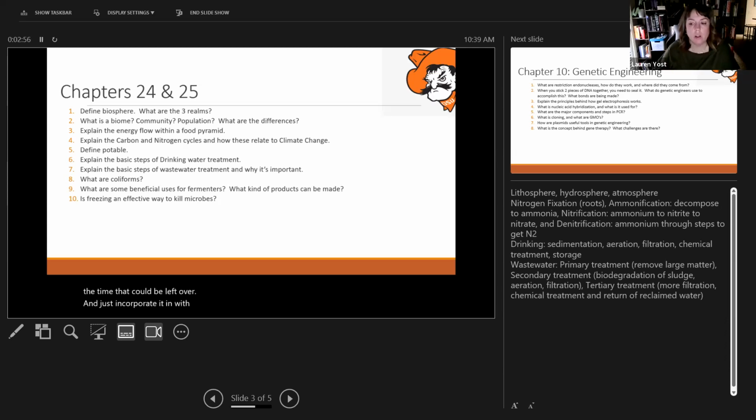It is poopy stuff, fecal matter a lot of the time that could be left over and just incorporated in with the water itself. So we have special bacteria and protozoa that can break down that sludge using enzymes that they possess naturally, and use those to break down the sludge so we can gain even more water from this process. We can save as much water as possible. So that's biodegradation of sludge. Then we have aeration and filtration again, just like we did with the drinking water.